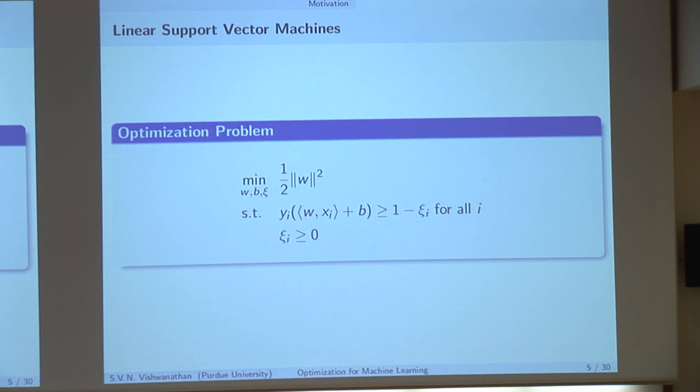So whatever w that you give me, however bad it is, I can always let the psi i's go to infinity and satisfy this constraint. So in other words, almost everything, including the most useless things, is a solution. So how do you get around this problem?